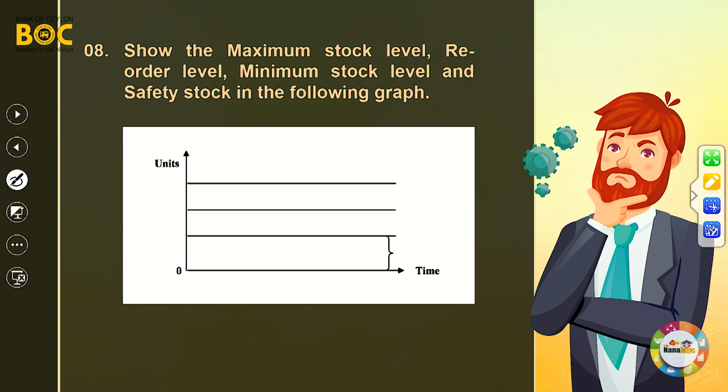The first one is the maximum stock level. This is your reorder level, this is your minimum stock level, and this is your safety stock.